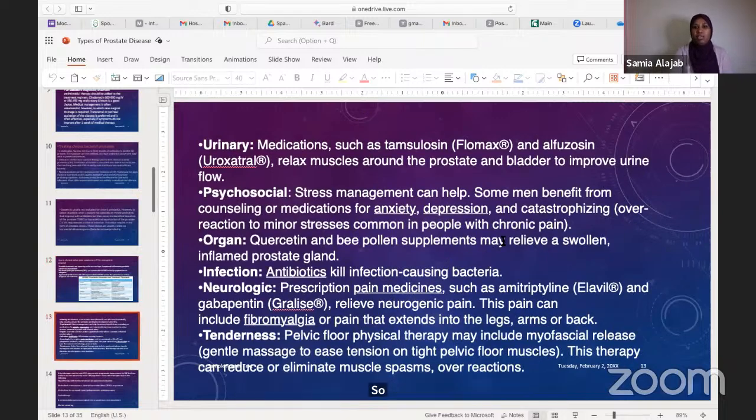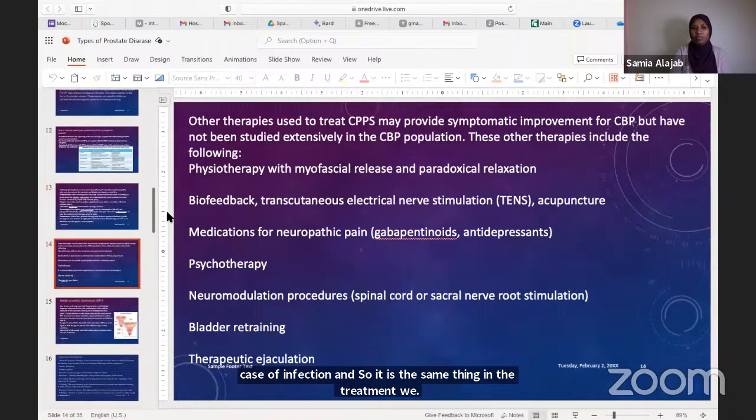So this is, again, the same thing we talked about in chronic pelvic pain syndrome. We can use, as we said, an alpha blocker like tamsulosin, a muscle relaxant, and psychosocial therapy. We target anxiety and depression, and for the organ, it depends on the organ affected. So if it's an inflamed prostate, we can also prescribe antibiotic in case of infection. So it is the same treatment we mentioned in the table. Again, the same thing for chronic pelvic pain syndrome.